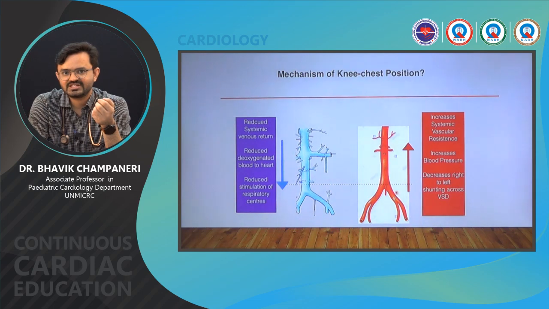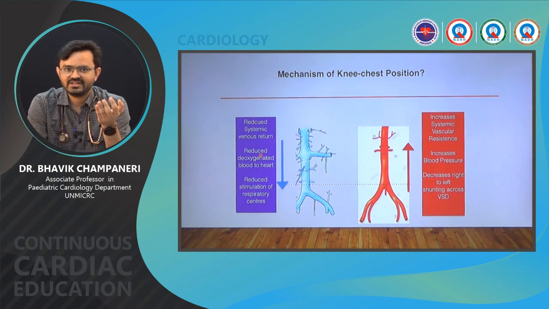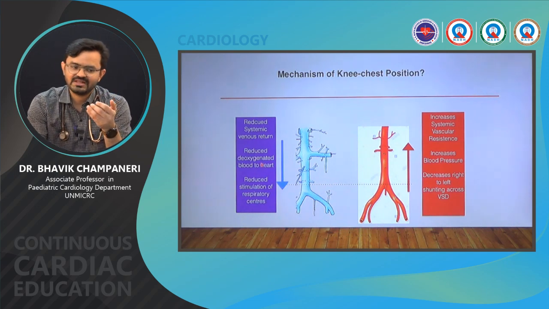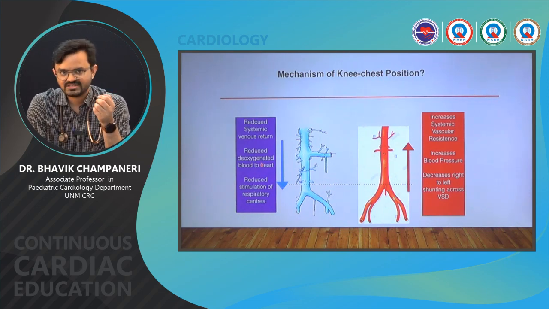You can see knee chest position will compress the aorta as well as the IVC. When it compresses the aorta, it increases the systemic vascular resistance, it increases the blood pressure and decreases the right to left shunting across the VSD. When we compress the IVC, the more deoxygenated blood from the lower limb will not reach the right ventricle, which will prevent stimulation of respiratory centers and break the cycle of cyanotic spell.